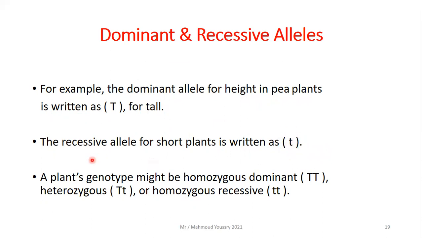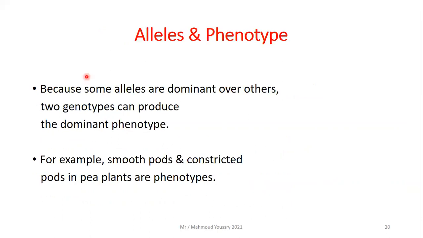A plant's genotype might be homozygous dominant. Homozygous means similar: capital T, capital T. Heterozygous: capital T, small t. This is like they are different. Or homozygous recessive. This is the third case: small t, small t.